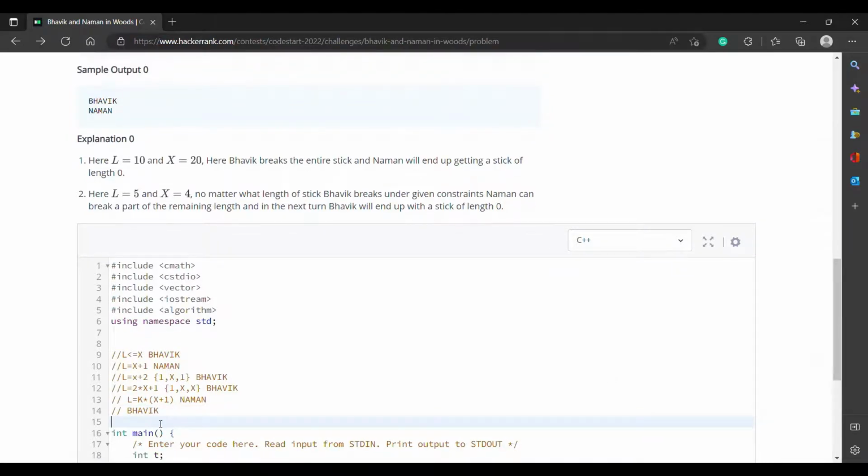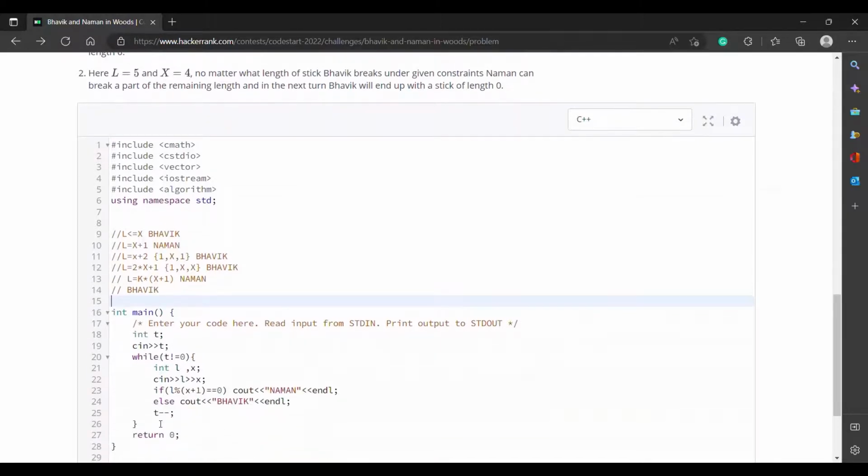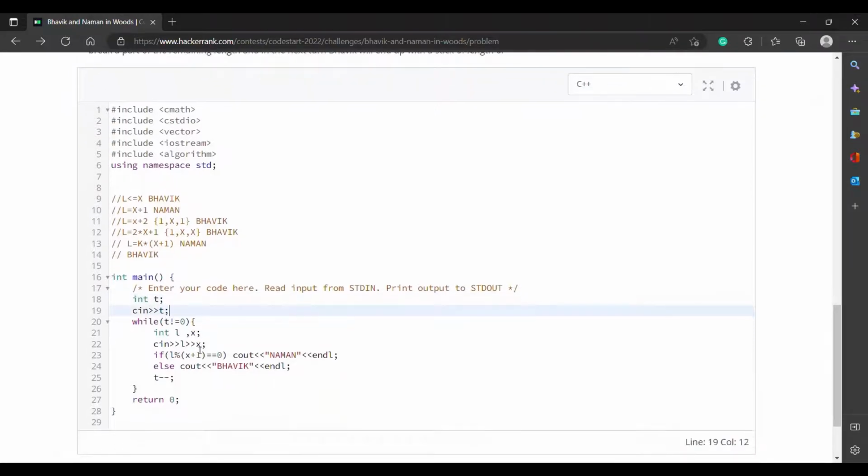Now let's see the code. We are defining an integer t and taking the input of the number of test cases in t. I am using a while loop for iteration until t is not equal to 0. You can also use a for loop from i equals 0 to t. We are taking the input of L and X in the while loop, as for each case L and X are different.